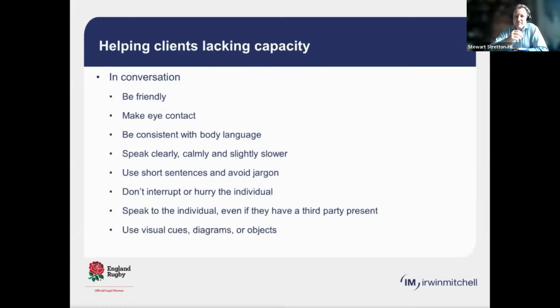Speak clearly, calmly, slightly slower. It's very, very easy to jabber on, particularly if it's something we're keen on. I love talking about inheritance tax, and I could talk about it for ages, but it's just that matter of taking a breath, pausing, using short sentences, avoiding jargon.